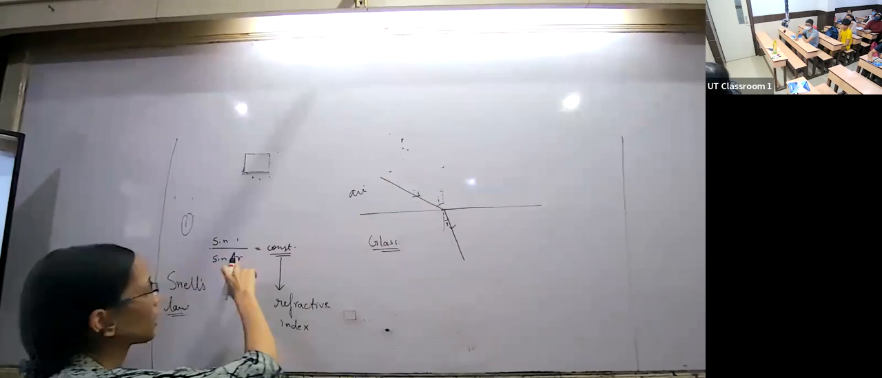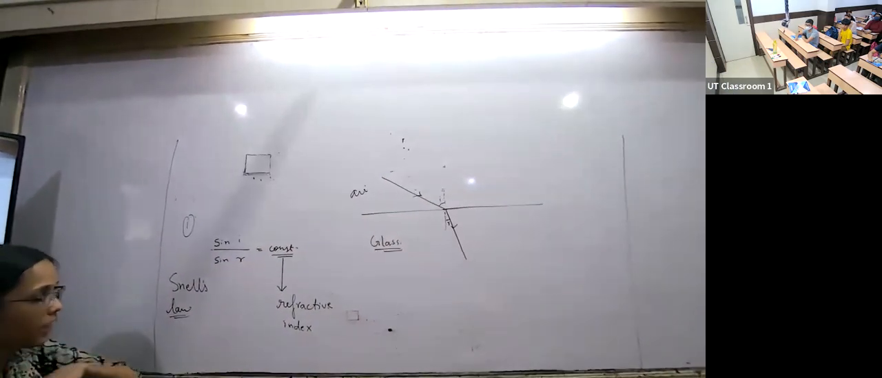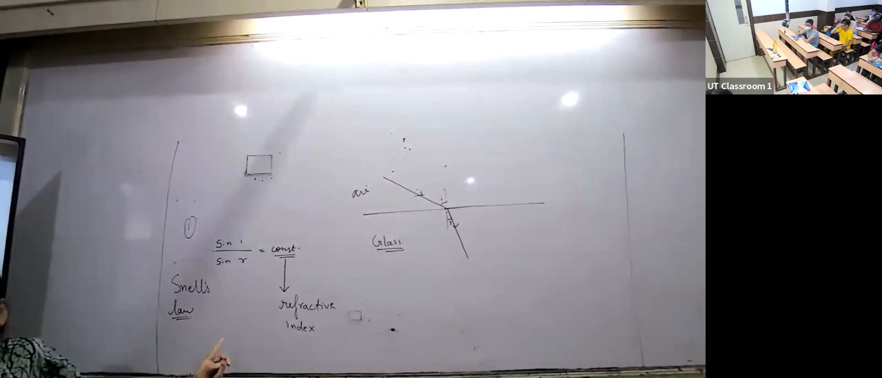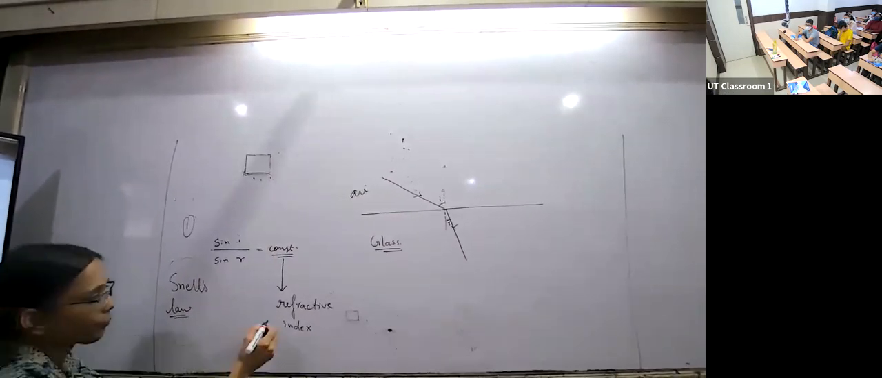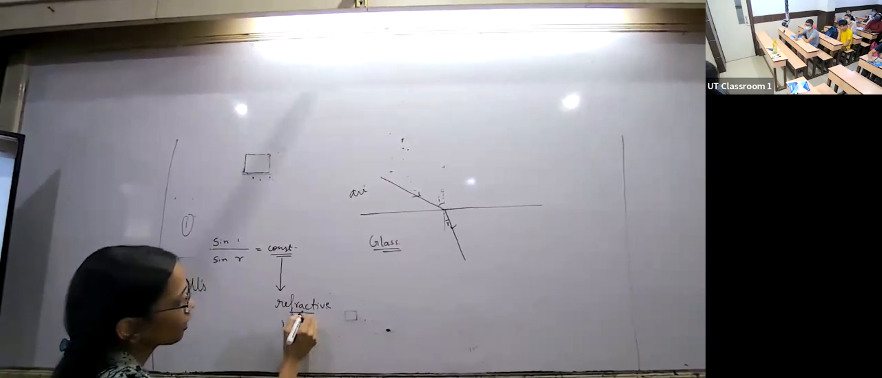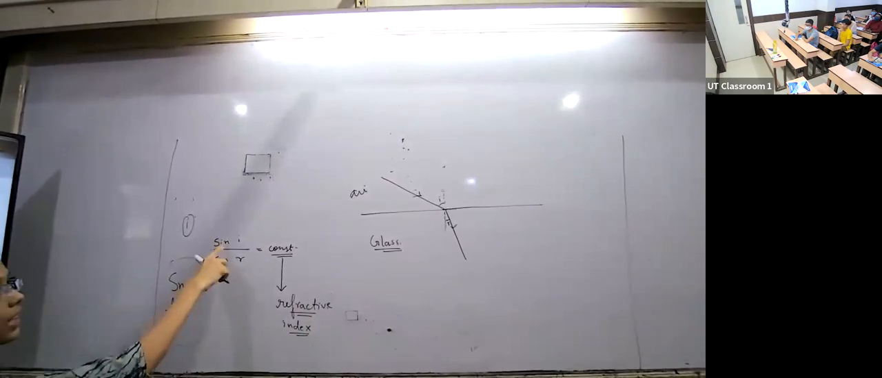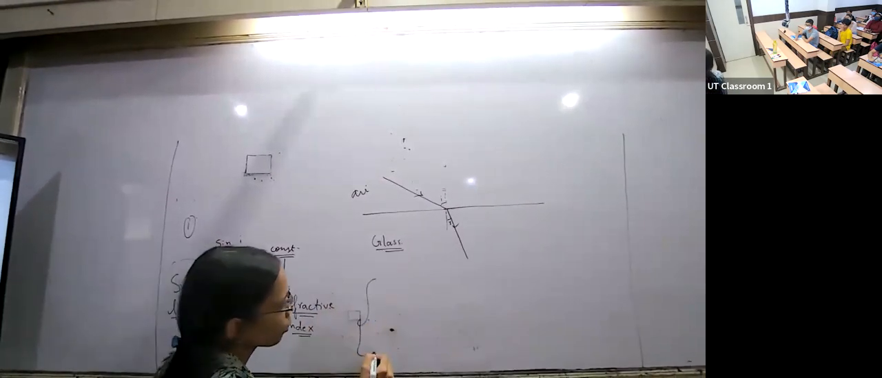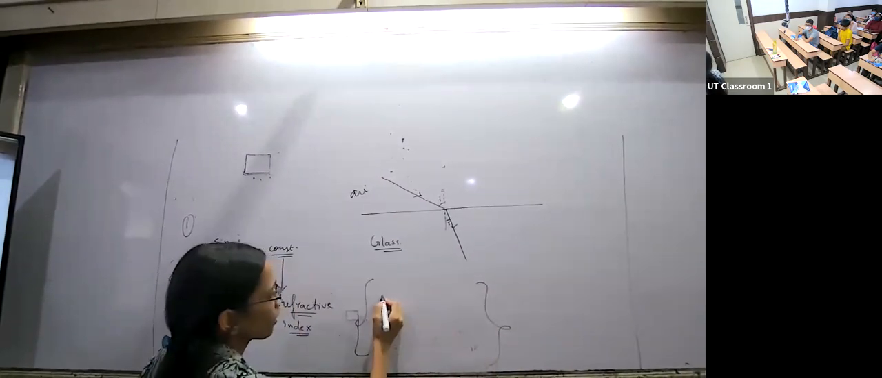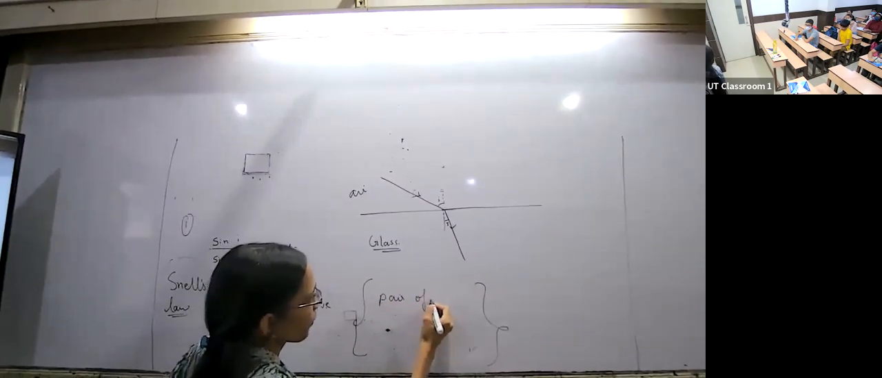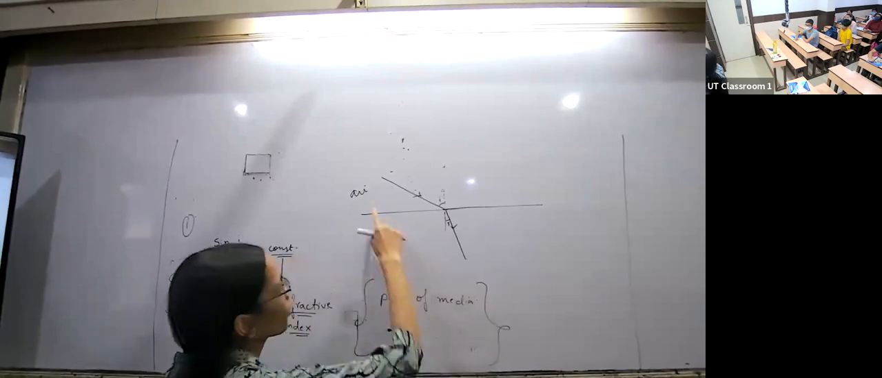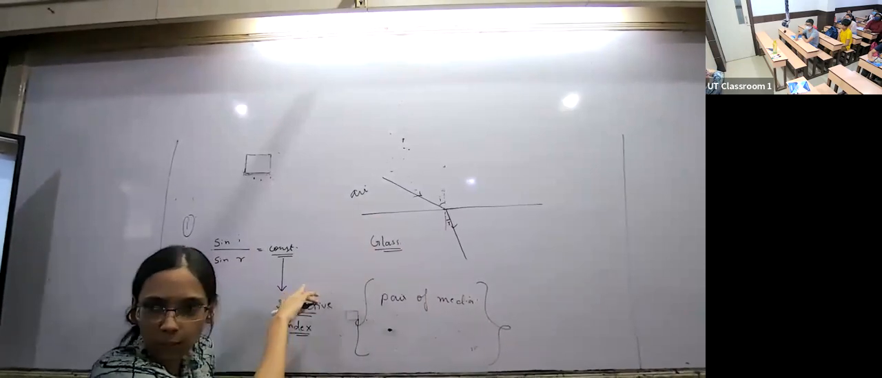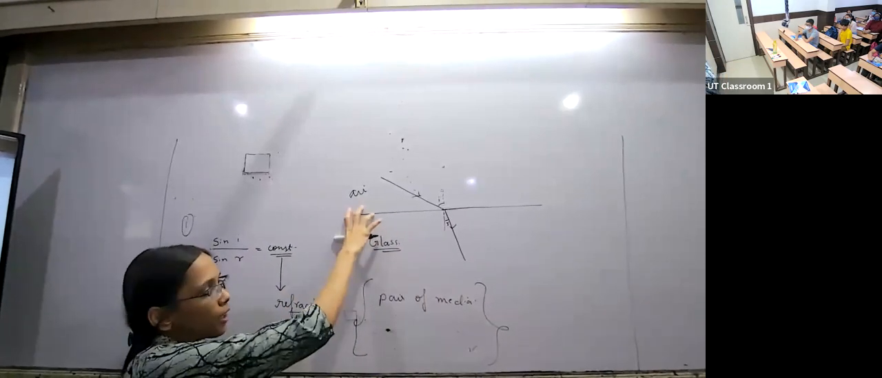So sine I by sine R is constant, and I call it refractive index, and the other name for this is Snell's law of refraction. The important thing over here is that this refractive index, sine I by sine R, which I'm calling constant, is constant with respect to what? Pair of media. So for air and glass, it is constant. But what if I change it from air to water? Will it be the same as the previous one? No. So for each pair of media, it is constant.